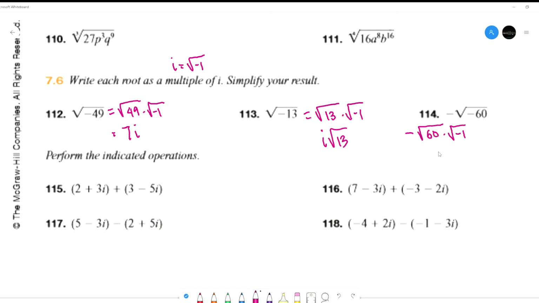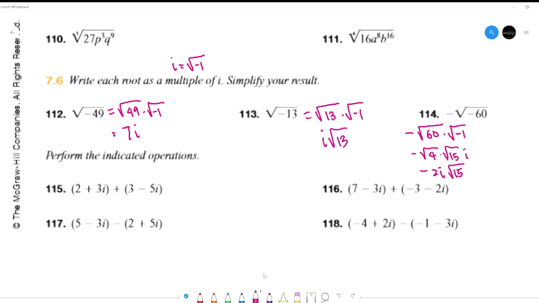Oh, sorry about that. Just moving stuff. All right, so we have to find the largest perfect square. So that's the same thing as saying square root of 4 times 15, right? And then this is your i. So your final answer can say -2i radical 15. Okay, did you get those three correct?